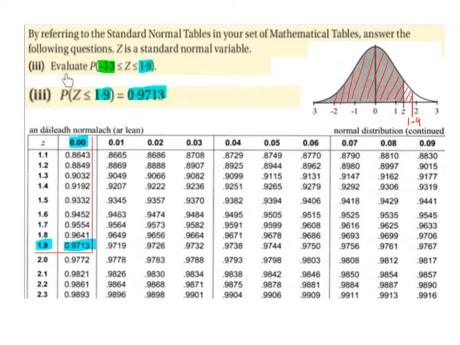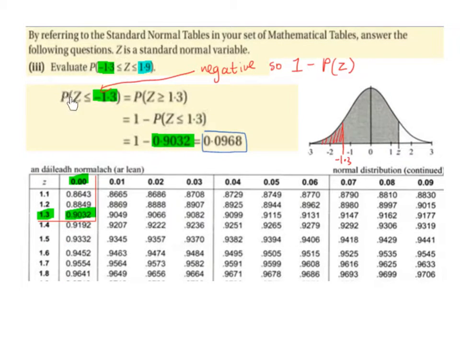Part 3. Evaluate the probability that Z is in between minus 1.3 and 1.9. So we're going to start off with the probability that Z is less than or equal to 1.9. So here's 1.9 on our curve, and it's the area to the left of that, so we can straight away just go to 1.9 and read from our table 0.9713.